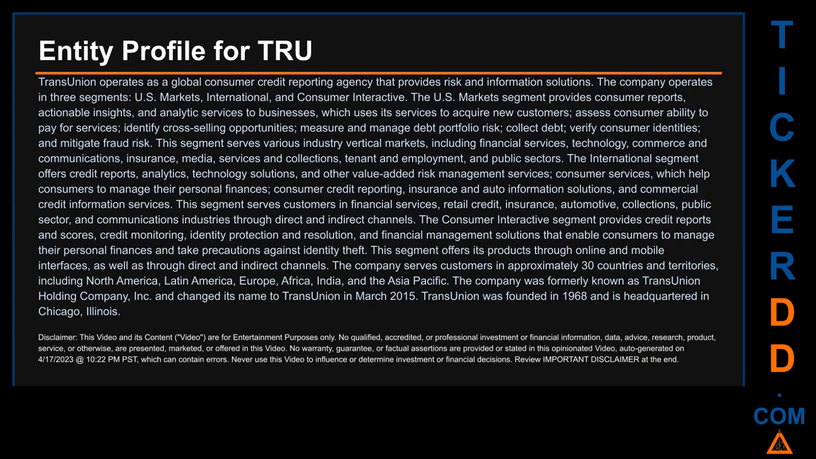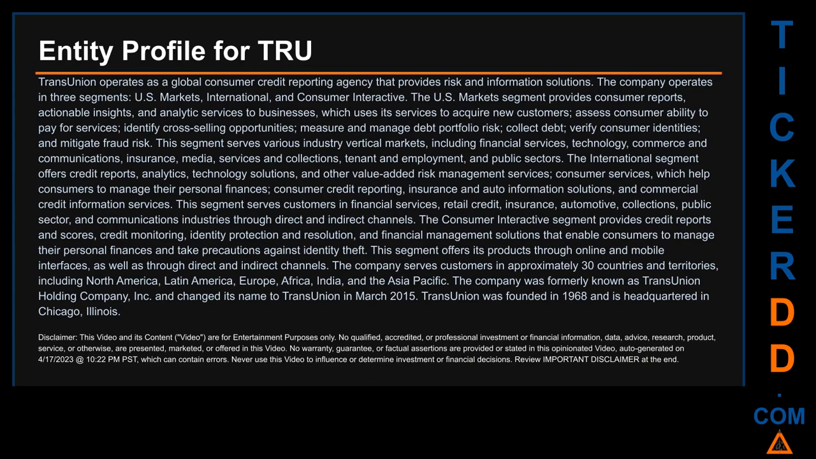Here's what I found. TransUnion operates as a global consumer credit reporting agency that provides risk and information solutions. The company operates in 3 segments: U.S. markets, international, and consumer interactive.